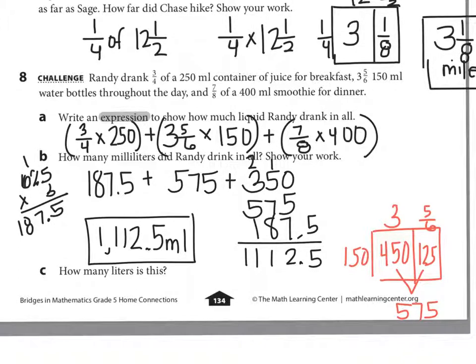And then my last question is asking me how many liters is this? And so I know to solve how many liters this is, I'm going to divide by 1,000 because there's 1,000 milliliters in 1 liter. And so when I divide this amount by 1,000, I move the decimal point over 1, 2, 3 places. And therefore my answer is 1 and 1,125 10,000ths liters he drank in 1 day, or in all.